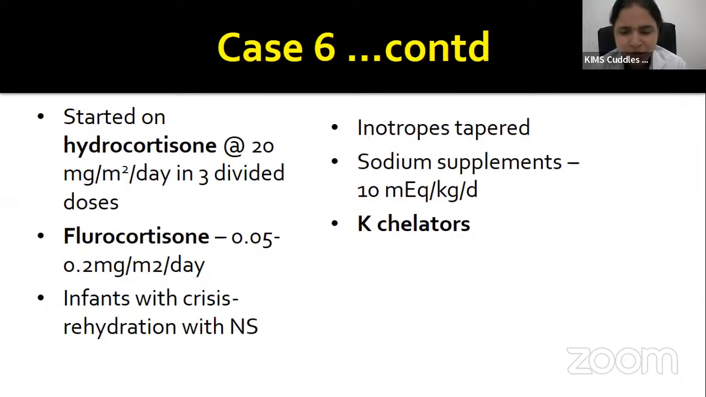The doses can go as much as 100 milligrams per meter square per day in the initial phase. And at a later stage, the baby was added with fludrocortisone up to 0.05 to 0.2 milligram per meter square per day. The baby was also managed with appropriate electrolyte supplementation, including sodium supplementation and potassium chelators.